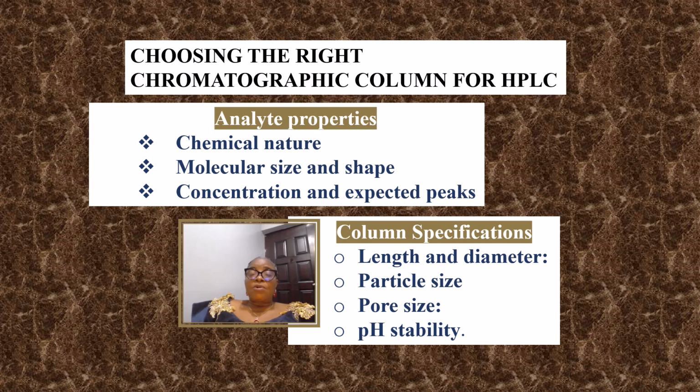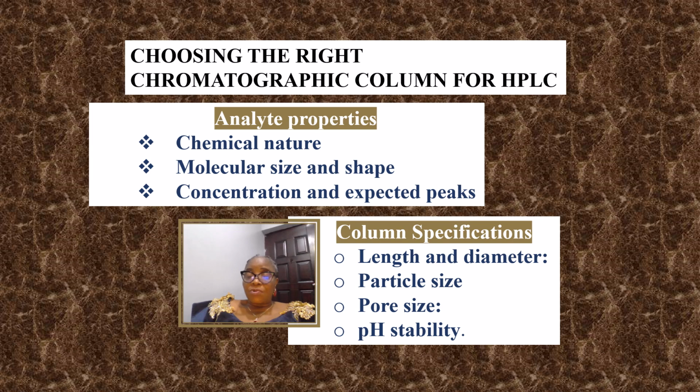And then the column specifications are also important. Length and diameter. Longer columns provide better resolution but take longer time for analysis. Shorter columns are faster but offer less resolution. And then we have the particle size. Smaller particles provide higher resolution but require higher pressure. And then the pore size. Larger pore sizes accommodate larger molecules but may result in lower resolution.